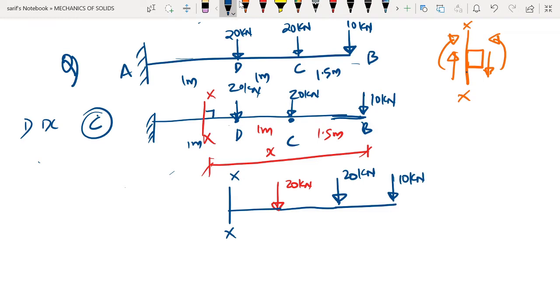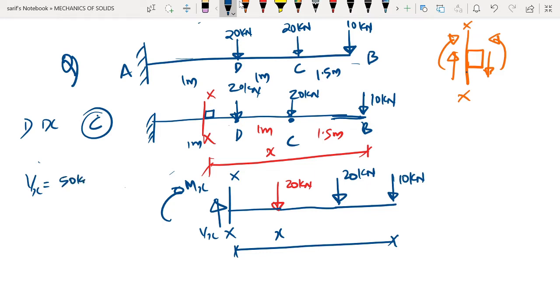Again, we will consider a section here and then zoom it out. We can get the positive directions of shear force and bending moment. So we will choose this as Vx. This would be our Mx, and this distance would be x. From the equilibrium of the free body diagram, we get Vx equal to 50 kilonewton. So that is the first expression that we are developing.